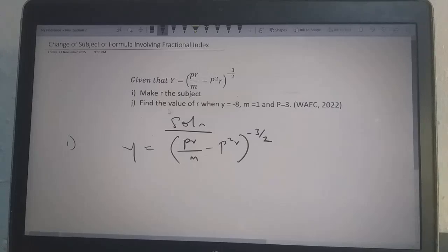So now we are given this relation, this formula, and we are asked to make R the subject of the formula and then find the value of R when y equals -8, m equals 1 and p equals 3. So to begin with, just rewrite the question and then go ahead.